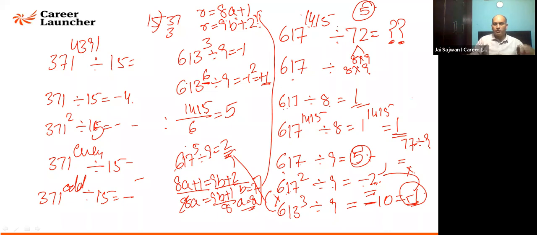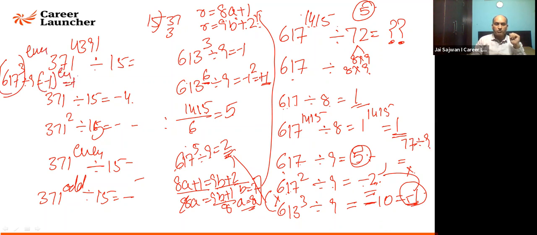You know, you have asked me a beautiful question now. Look at this. I know 617 to the power of 3 divided by 9, remainder is -1. Now I don't know when the power is even. Of course, the remainder comes out to be +1.